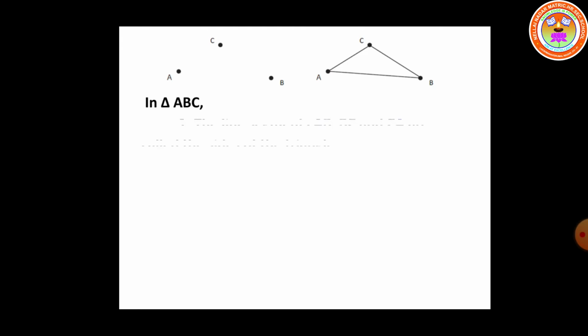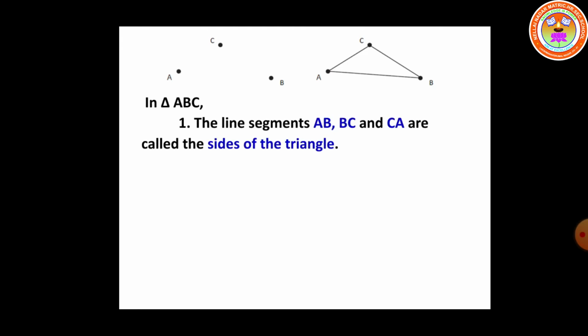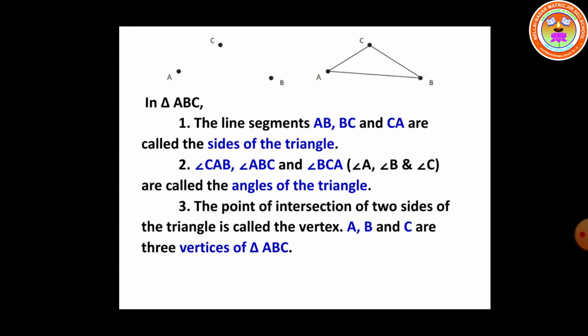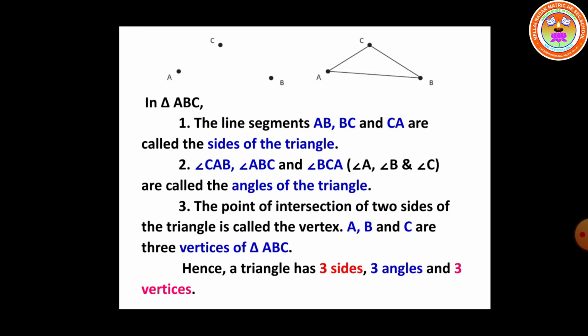Now, in this triangle ABC, the line segments AB, BC and CA are called the sides of the triangle. And the angle CAB, angle ABC and angle BCA, or otherwise we can simply write the vertex itself, angle A, angle B and angle C are called the angles of the triangle. The point of intersection of two sides of the triangle is called the vertex. Here the vertices are A, B and C. Hence, a triangle has three sides, three angles and three vertices.